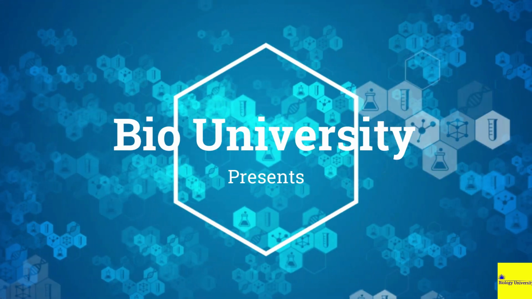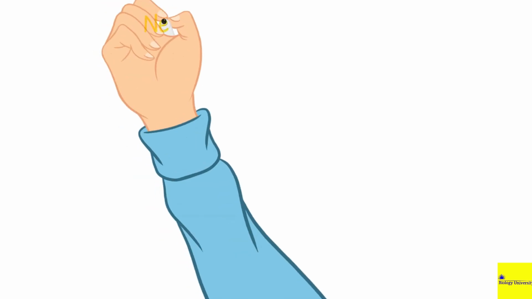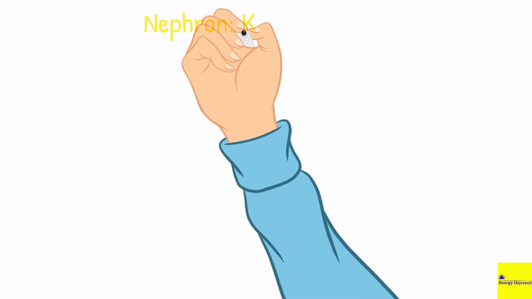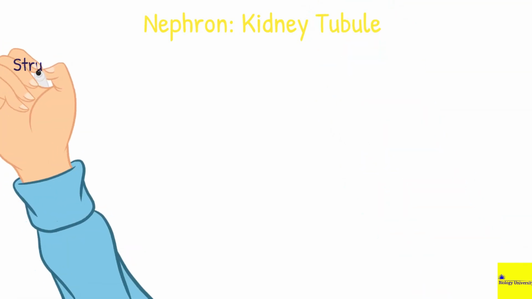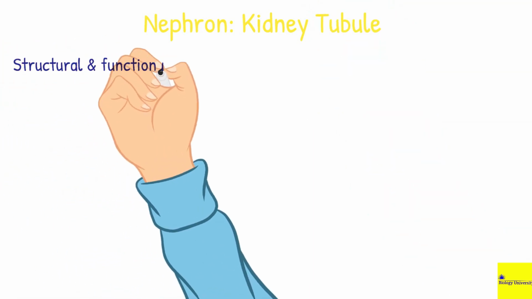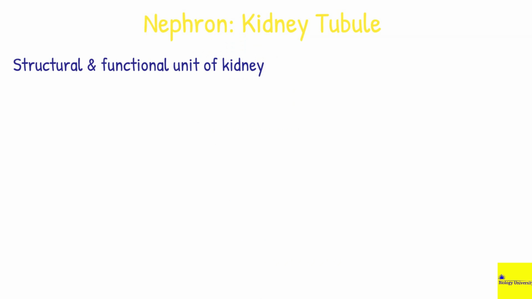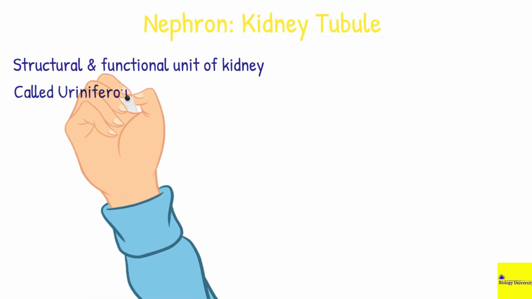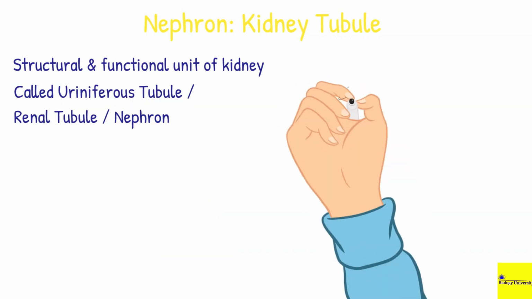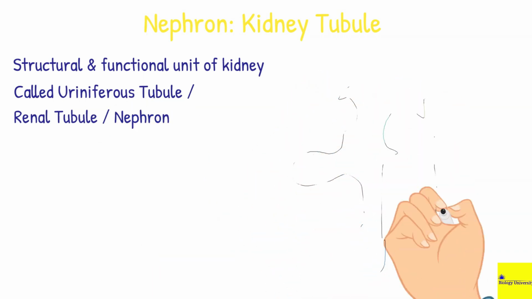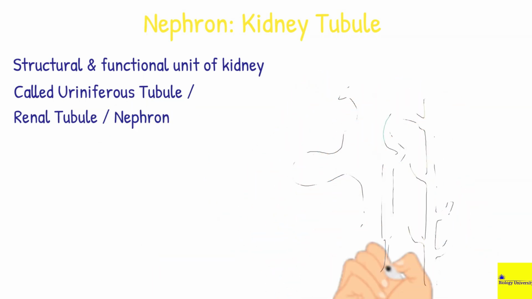So let's proceed with the continued topic of excretory system. The kidney is composed of an enormous number of minute tubules called the nephron or the kidney tubules. These are the structural as well as the functional units of the kidney and are also known as uriniferous tubule or renal tubules. Each kidney tubule or nephron has the following parts.